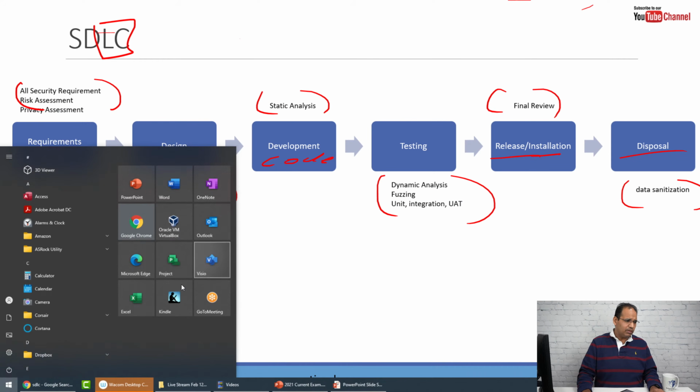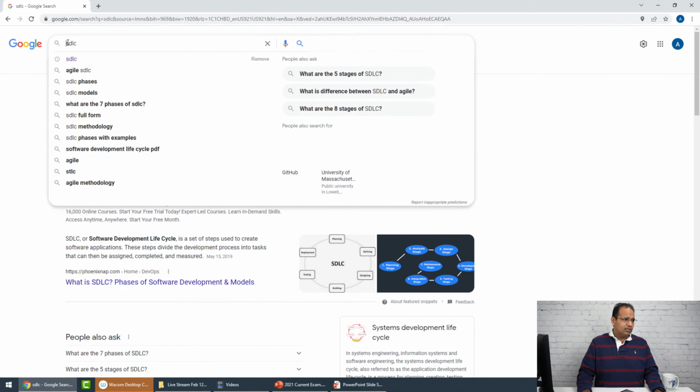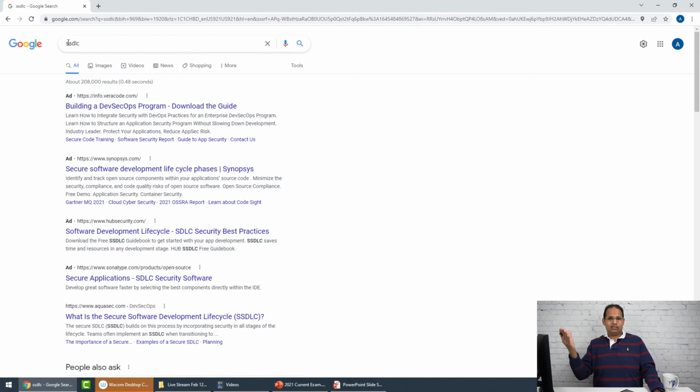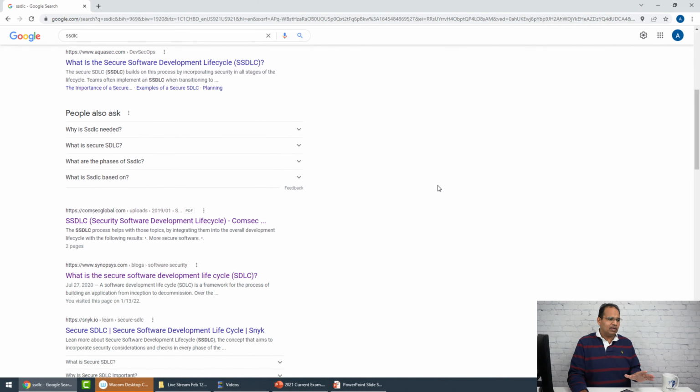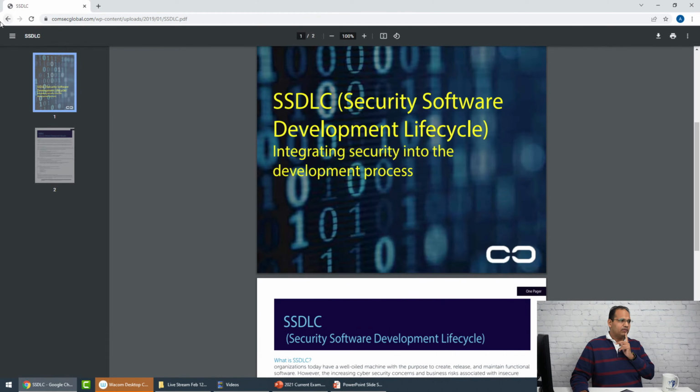So I want to talk about this. We have the SDLC, and then comes the SSDLC, or the Secure Software Development Lifecycle. As you can imagine, you're taking a security exam, you probably want to know this one.